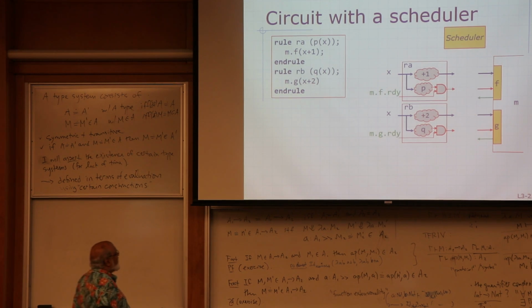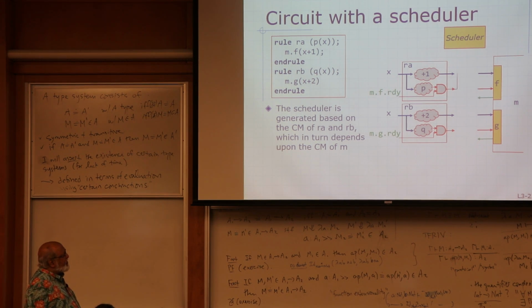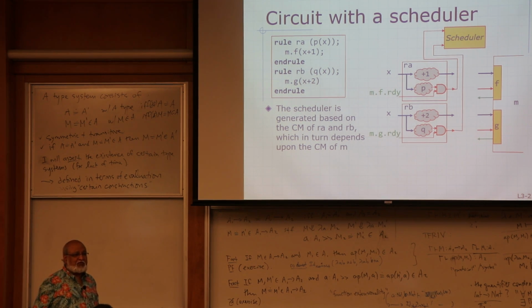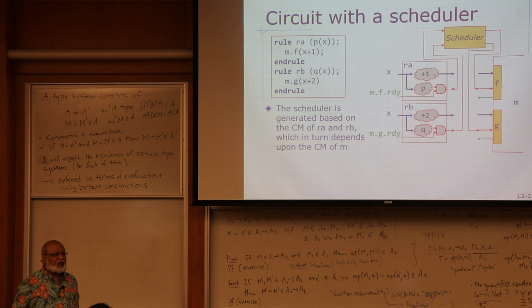So now let's see what we would have done in this simple example. We'll take this, and the scheduler is generated based on the conflict matrix for RA and RB. So we take these signals and feed them here. That means they're ready to go. If they're not ready to go, there is no problem. If only one of them is ready to go, the corresponding signal will always be true. But now what the scheduler does is, it says this rule will fire, this rule will fire. So you can imagine all the permutations and combinations for this. It's just that it's being done by the compiler.